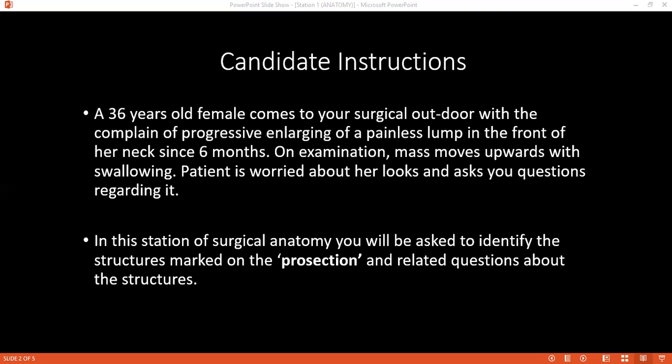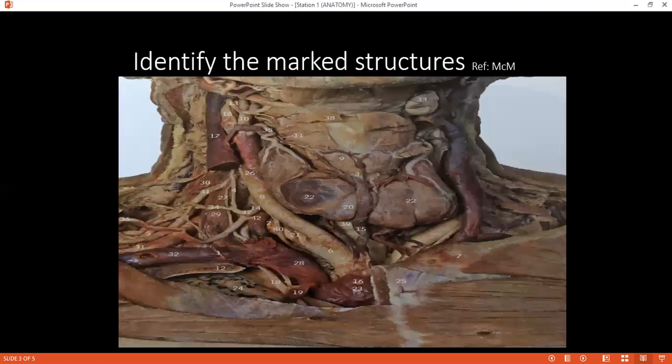Right. If you have read and understood, considering it a surgical presentation, kindly identify the marked structures. Can you identify 22, please? Thyroid gland. Okay, good. 17, internal jugular vein. Okay, and 23, 20, oh sorry, 8. Where is my cursor? 8.